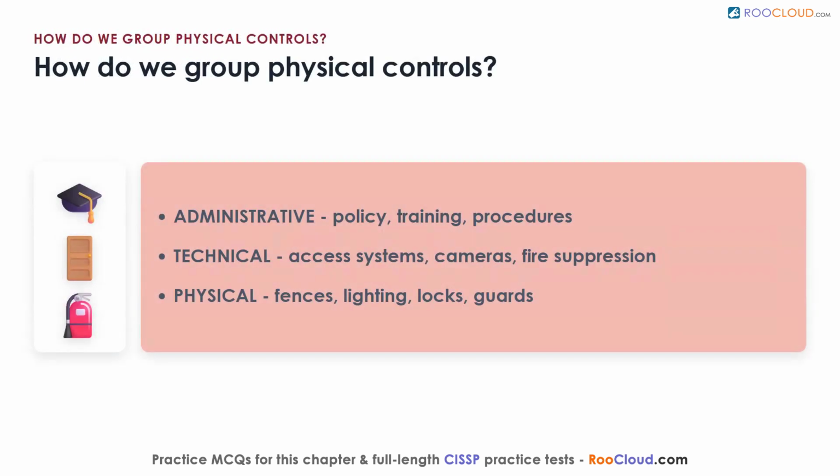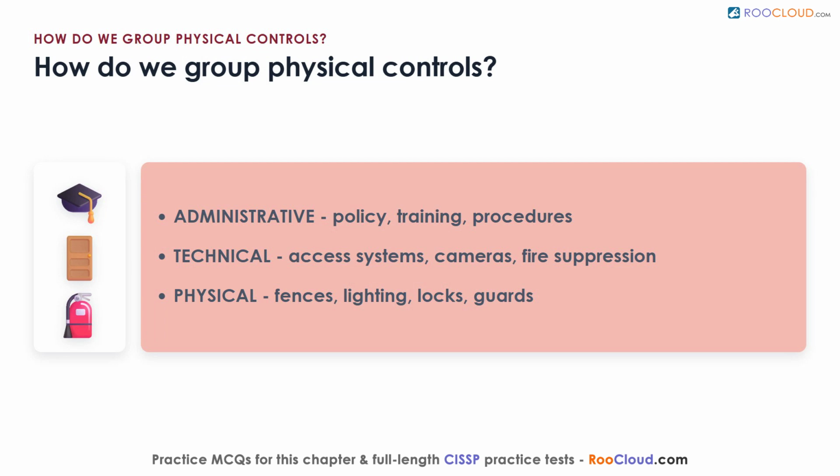So how do we group physical security controls into three familiar families? Administrative controls are the human and procedural side. Things like facility selection, site management, awareness training, and emergency procedures. Technical controls are the electronic layer, such as access systems, intrusion detection, cameras, environmental systems, and fire suppression. Physical controls are the tangible barriers, like fences, lighting, locks, and guards.